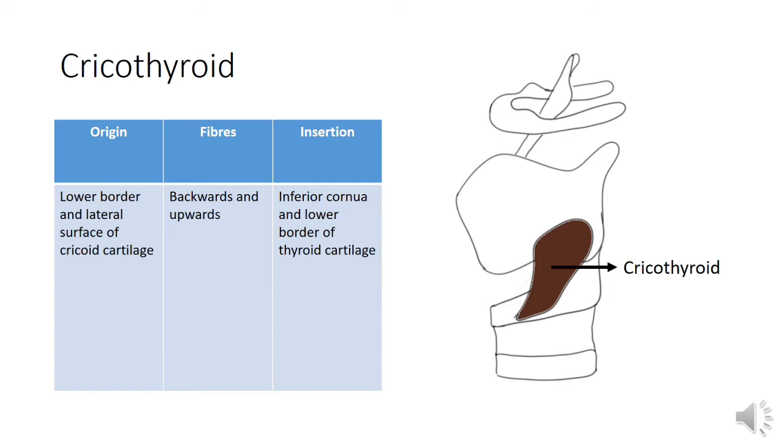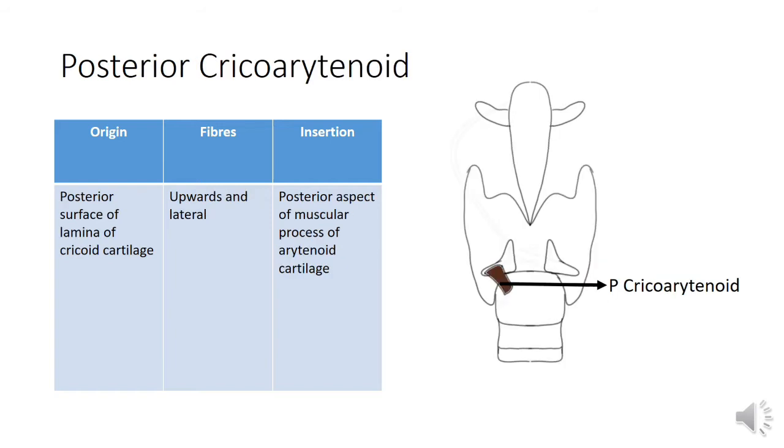The cricothyroid muscle takes its origin from the lower border and lateral surface of cricoid cartilage. The fibers run backwards and upwards and get inserted into the inferior cornu and lower border of thyroid cartilage. Coming to posterior cricoarytenoid, it takes its origin from the posterior surface of the lamina of cricoid cartilage. The fibers run upwards and laterally and get inserted into the posterior aspect of the muscular process of arytenoid cartilage.